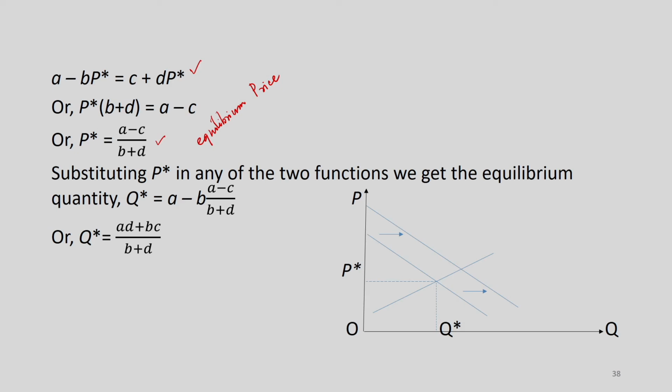The next task is to find out what is the equilibrium quantity. That can be found by substituting this P star in either of these two functions, that is the demand function or the supply function. And if we do that, we get this particular Q star is equal to a minus b multiplied by a minus c divided by b plus d. I am just using the demand function here, and if I simplify this, I get this. So, this is my equilibrium quantity.